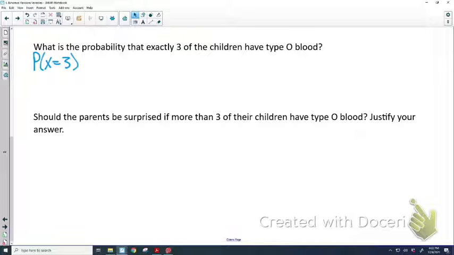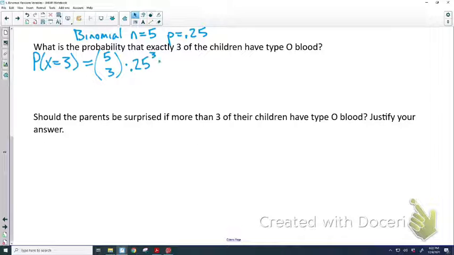Now let me refresh you in case you didn't skim that paragraph. This is binomial, sample size is 5, and probability is 0.25 that someone has type O blood. So if you wanted, you could do it the formula way: 5 choose 3 times 0.25 to the third times 0.75 to the second. That formula is on your formula chart, and you could do it that way.